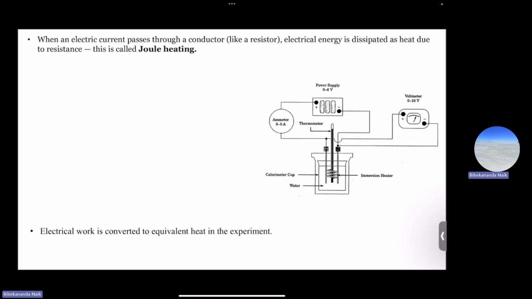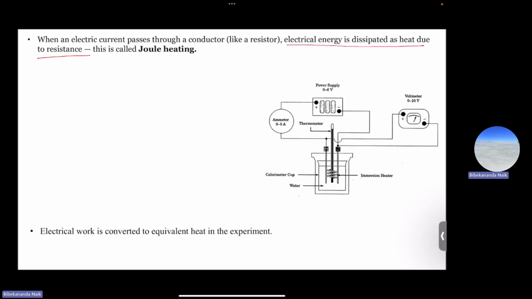So let's first discuss the concept of joule heating. When an electrical current passes through a conductor, for example a resistor, the electrical energy is dissipated as heat due to resistance, because we know resistance is a result of collisions between the electrons when they travel. That collision, or that resistance, leads to heating of the conductor when current passes through, because when current passes through the conductor there is a flow of electrons.